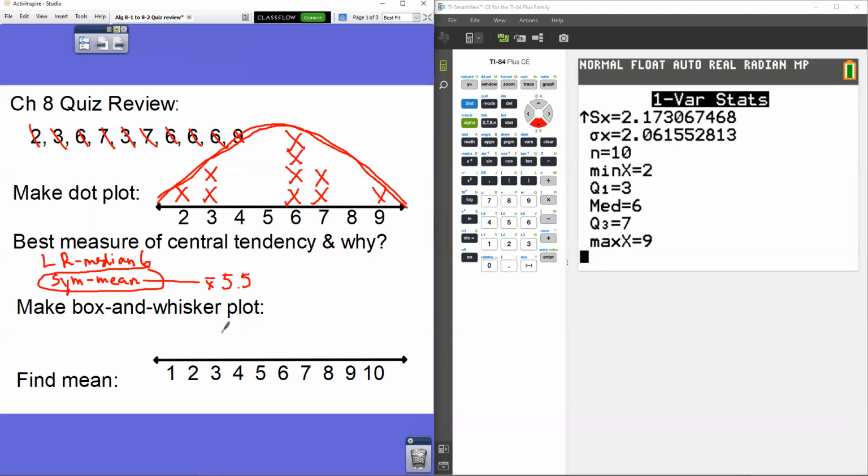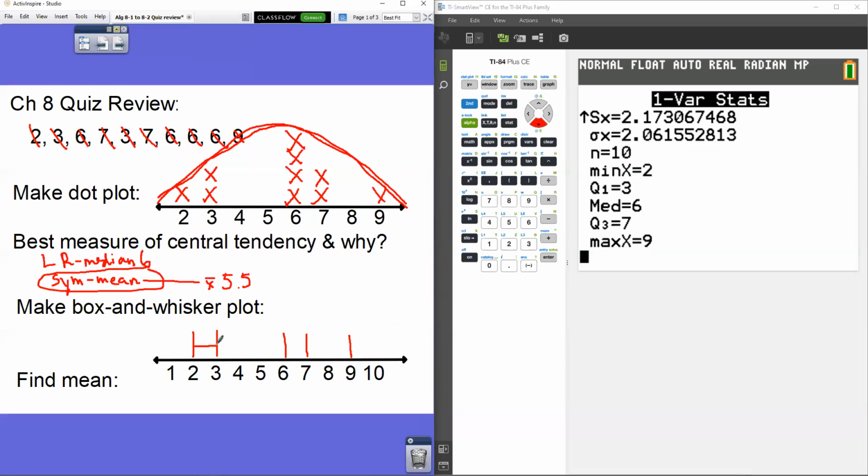Make a box and whisker plot from this data. So our min is 2. So you're going to put a line here. You're going to have to draw a box and whisker plot. Our Q1 is 3. So I'm going to put a line there. Our median is 6. So we're going to put a line there. Our Q3 is 7. So we're going to put a line there. And our max is 9. So we're going to put a line there.